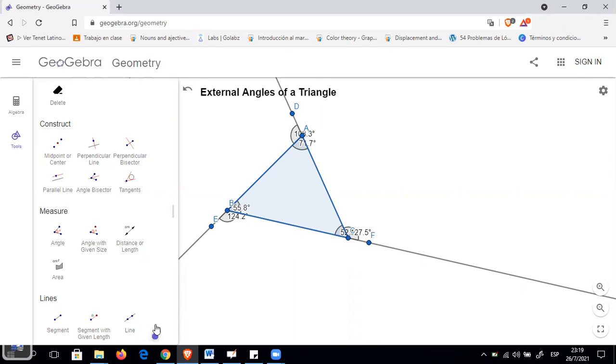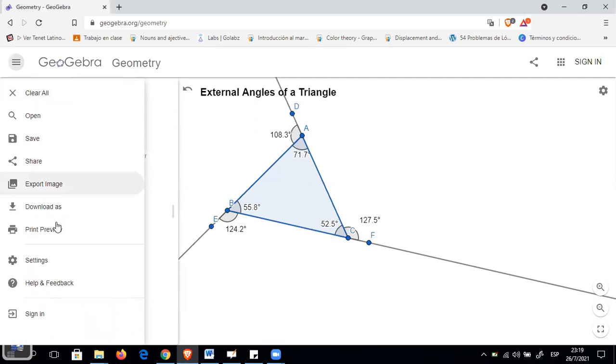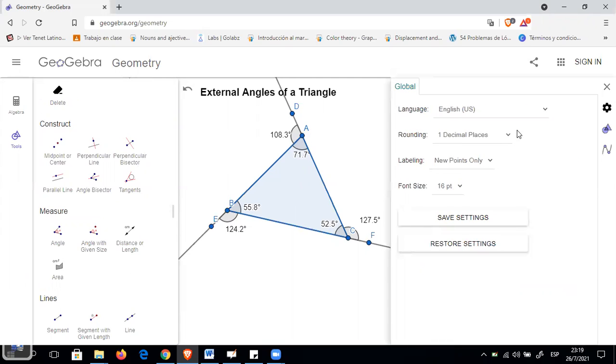Now we're going to move these values because we need to see them. And now we're going to try to have exact values here. So we're going to move to these three lines, settings, and rounding, and we're going to write 0 decimals.